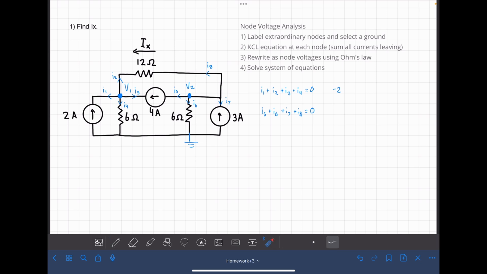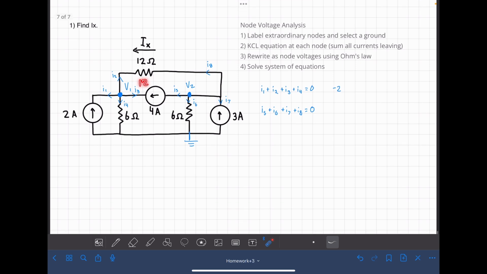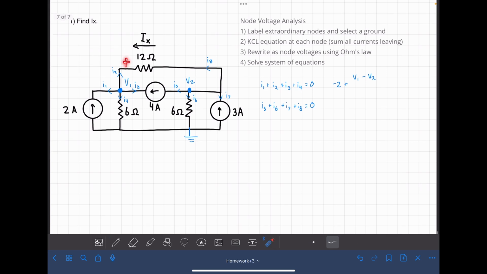Let's see, I2 is this current right here. That can be rewritten as the voltage difference across this resistor divided by the resistance itself. So that will be adding V1 minus V2, since that's the positive minus the negative. Remember, we're going in the same direction as the current, divided by 12 ohms.